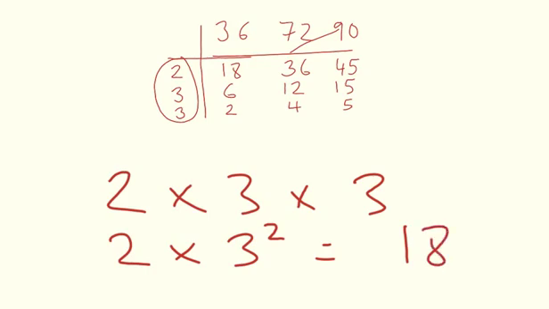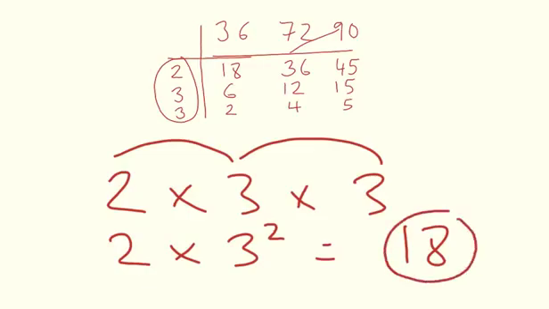18 is your highest common factor, because 2 times 3, 6 times by 3 is 18. And that is highest common factor. Now we're going to do lowest common multiple.